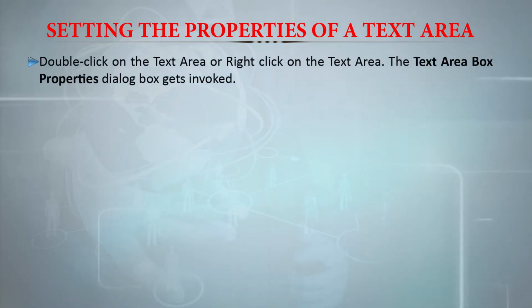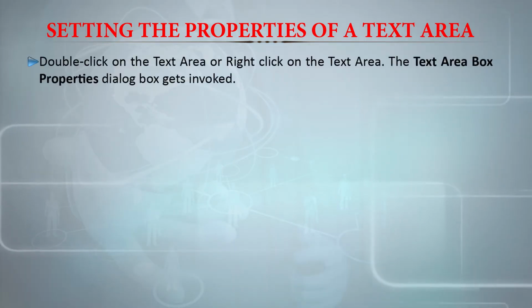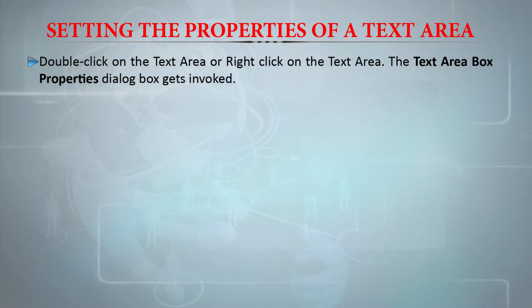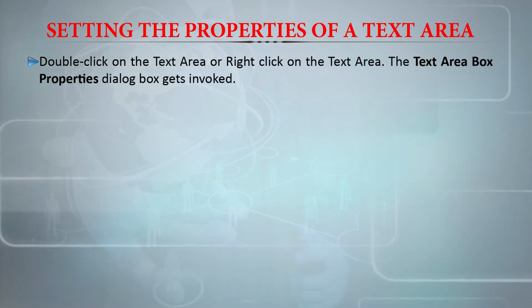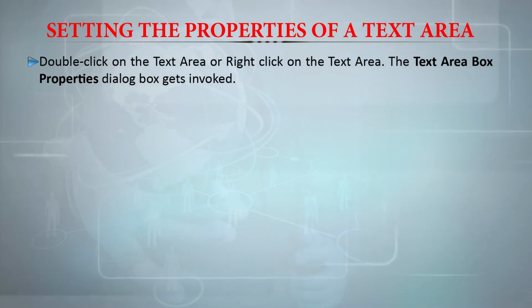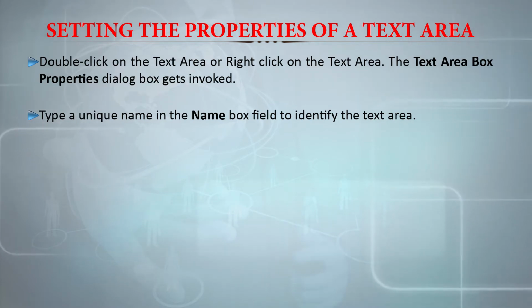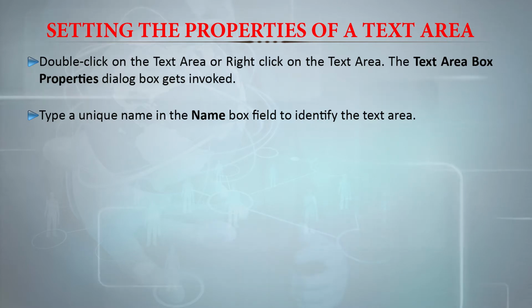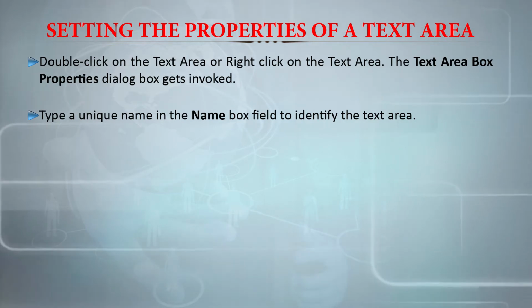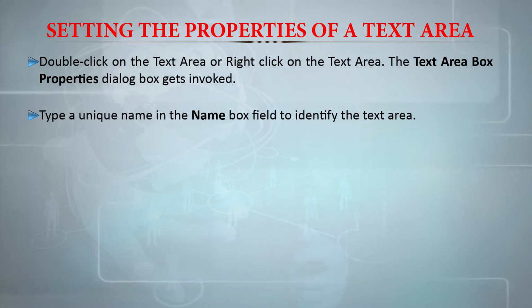So again with the text area also we have to set the properties. For that, what we have to do is double click on the text area or right click on the text area. The text area box properties dialog box gets invoked. Type a unique name in the name box field to identify the text area. So you have to know that the particular name that is given is to be unique. Okay, only then it will be able to identify the text area.